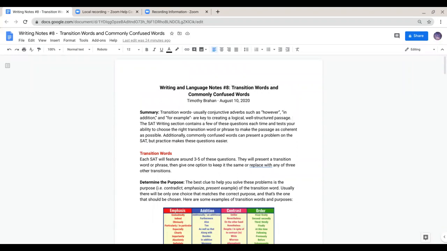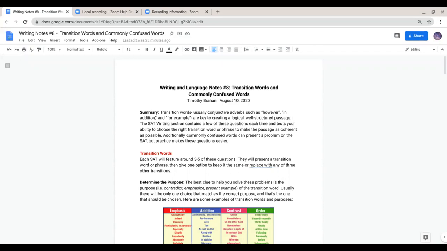So today the topic is going to be transition words and commonly confused words. So just an overview of what I'm going to be talking about today. Transition words are usually conjunctive adverbs such as however, in addition, and for example. These are all key to creating a logical, well-structured passage. And questions focusing on transition words and phrases are going to test your ability to choose the right one to match the correct meaning or tone of the passage and to make it as coherent as possible.